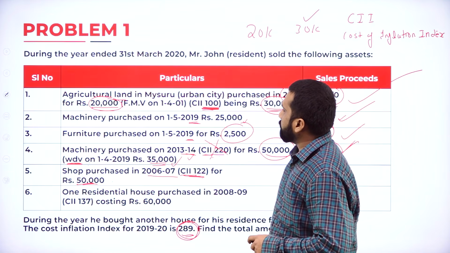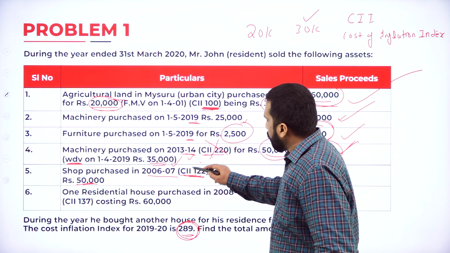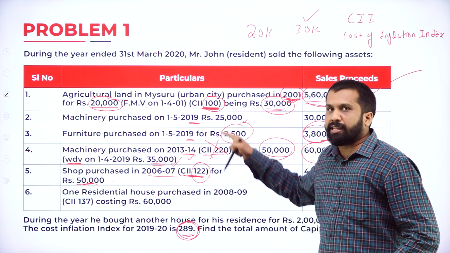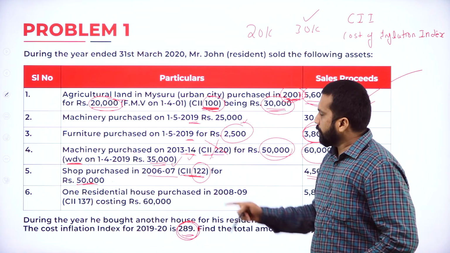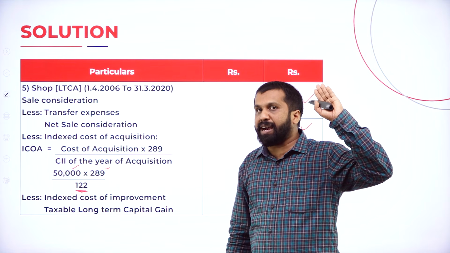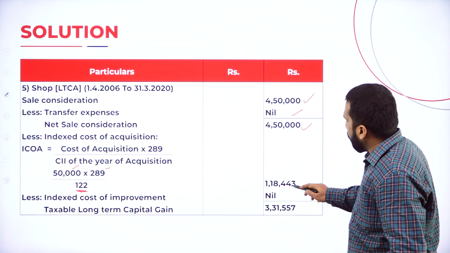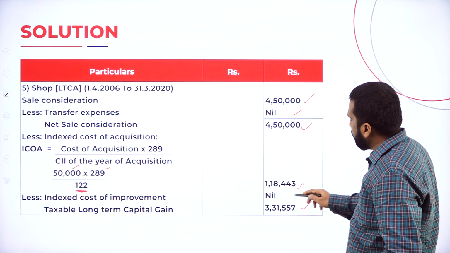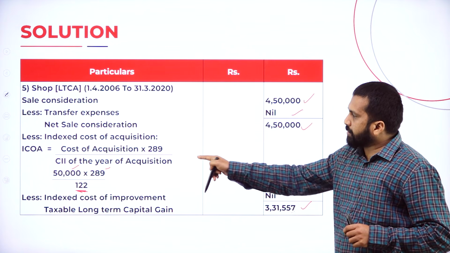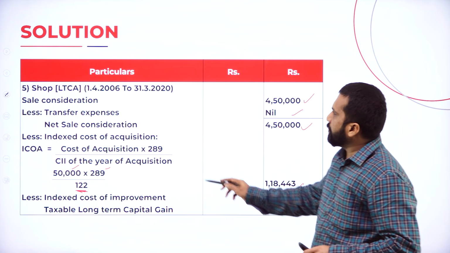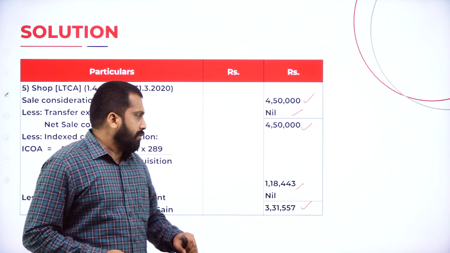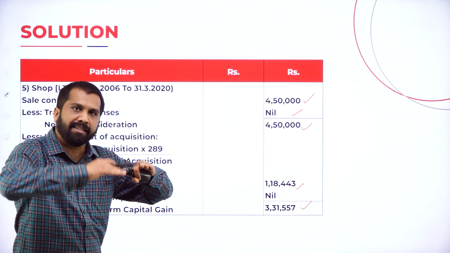See, they have given what the indexation is: 122. What is the indexation for the first year? 100. They will mention the indexation, and that indexation number only we should consider. So apply this 122. Your 50,000 from 7 to 8 years back, now it will become how much? 1,18,000. 4,50,000 minus 1,18,000, you are supposed to pay tax on 3,31,000, because you spent this 50,000 almost how many years back? 2006, 14 years back. 14 years back 50,000, now it is worth 1,18,000. So your tax is reduced.